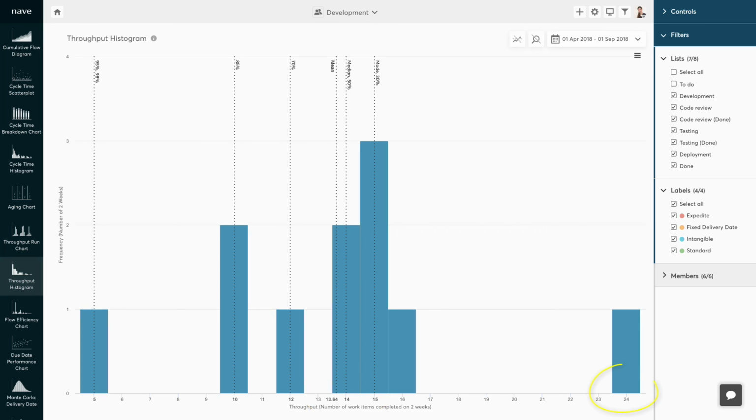Even though this team managed to finish 24 items in one of their previous weeks, it is unlikely that they will be able to deliver that much work consistently. The probability that comes with this commitment is less than 30%. If they commit to that number, it is very likely that some of the work will be rescheduled for the next iteration. Use this information as a guide to determine the amount of work necessary to achieve your goals.